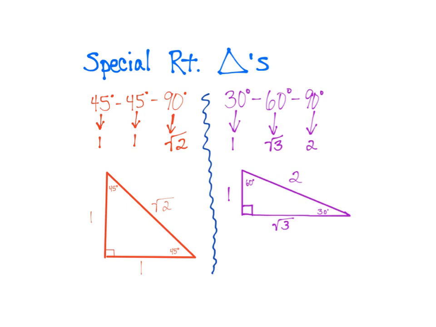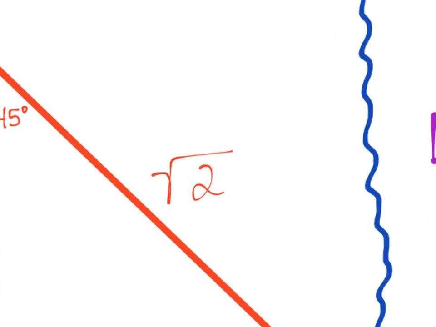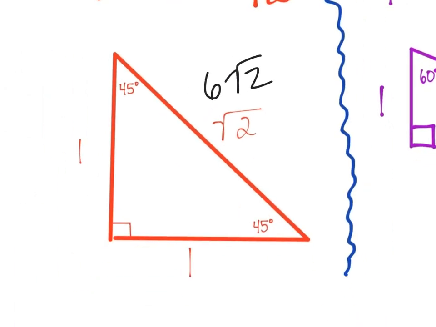So say I told you that this side right here was 6 radical 2. What are the legs? Each leg is how much? 6. All right. If I said to you that this side was 10, what are the legs?